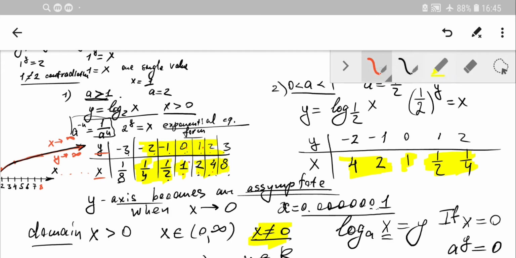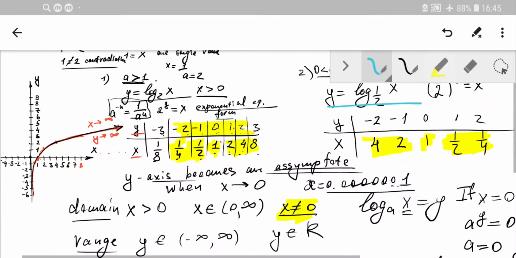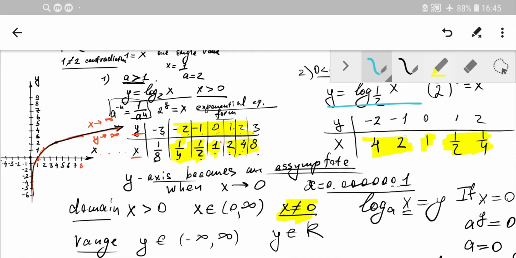Okay, so let's plot this graph. I mark it blue, so for this graph we'll have a blue line. Okay, and let's simply mark all those points here. So we have -2 for y, and x is going to be 4.